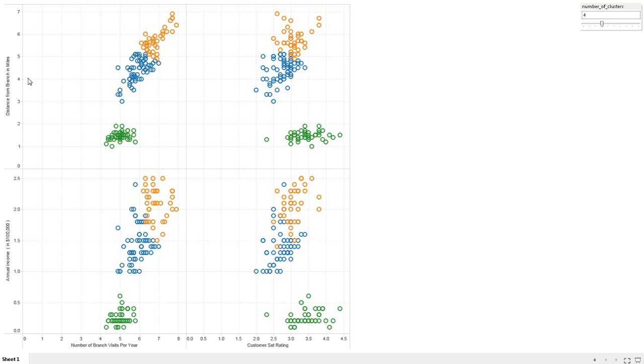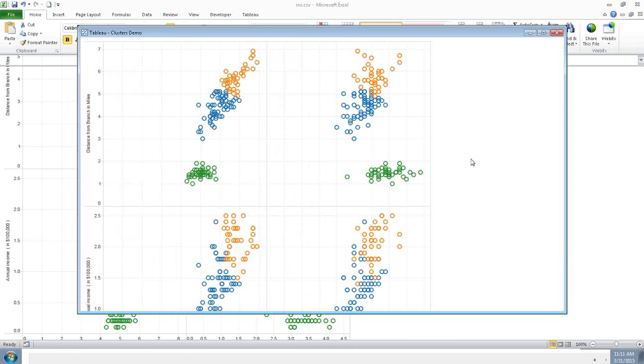The question is, does the distance from the branch matter, and how does that correlate with the customer sat rating? If the distance is too far off, are the customers still ranking you as low customer sat or high customer sat? And does the income level matter? And if so, how does that correlate with your customer sat rating? Now again, you have to look at it from your business context and find your insights, and from there you can take it further into driving actions.